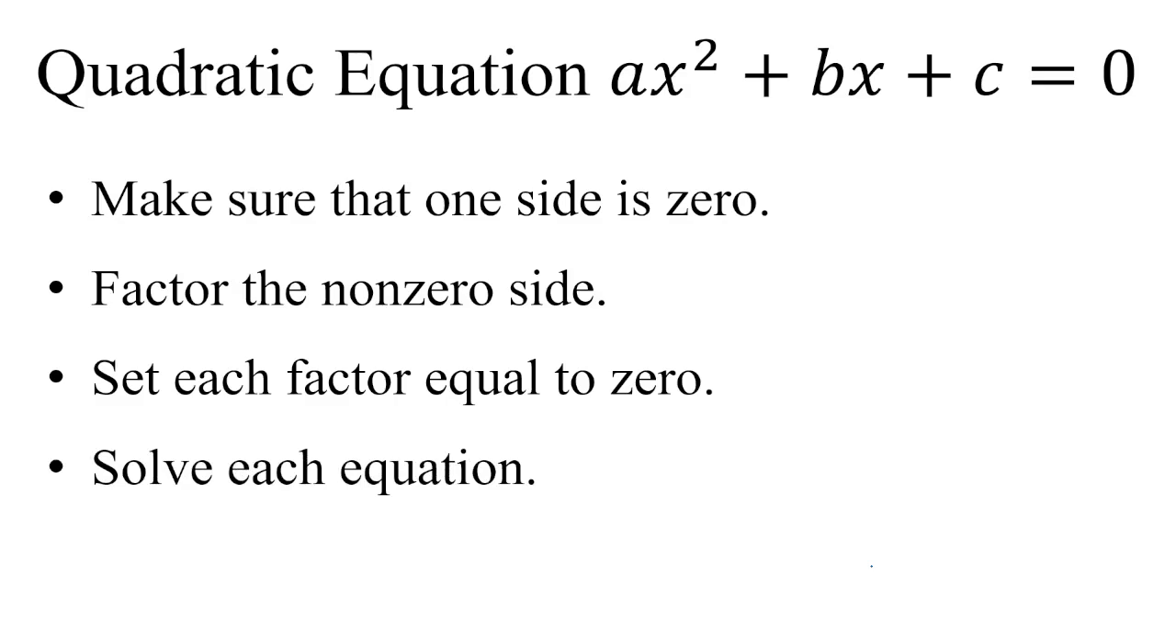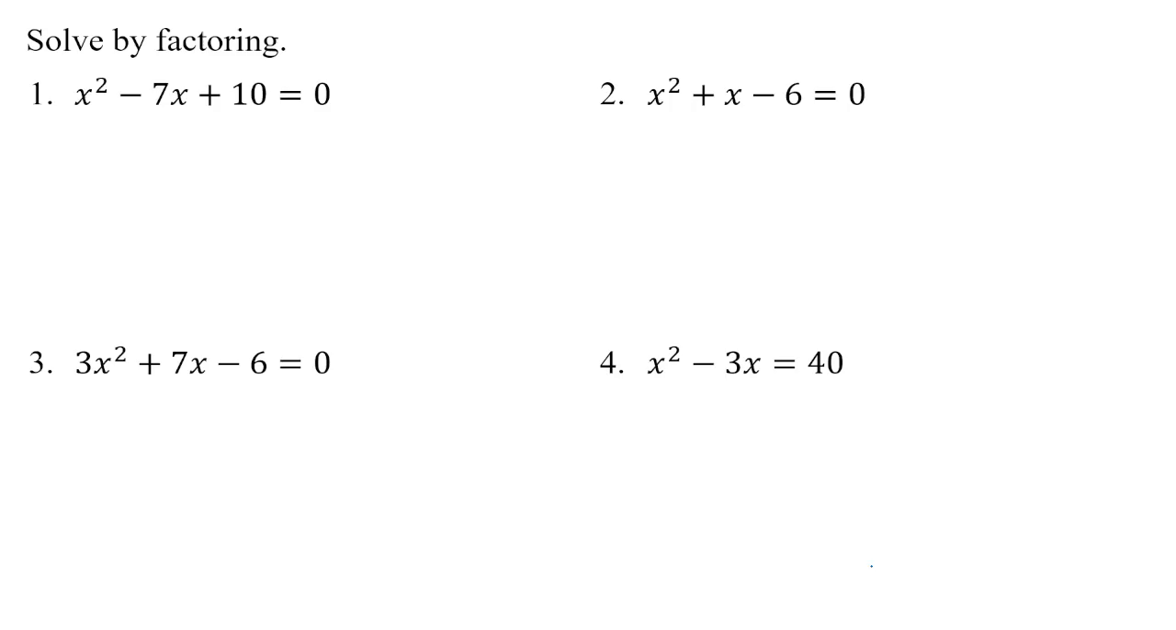So what I want to do is show you some examples. For number 1, we have x squared minus 7x plus 10 equals 0. Well, one side of it is already 0, so we factor x squared minus 7x plus 10. The first thing you do is you factor x squared, which is x times x.